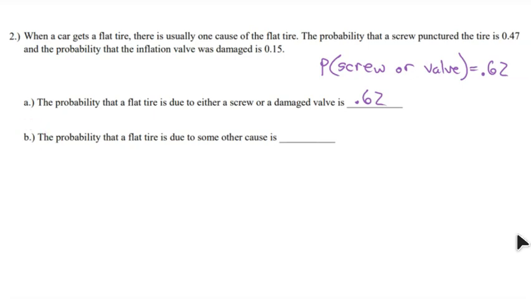And then part B says, what's the probability that a flat tire is due to some other cause? Other cause, not a screw, not a valve, okay? Well, we know that the total probability is equal to 1, and if we take away the probability that it's a screw or a valve problem, which together is 0.62, well, 1 minus 0.62 is 0.38. So the probability that it's some other cause is 0.38. Okay, let's move on to the third one.